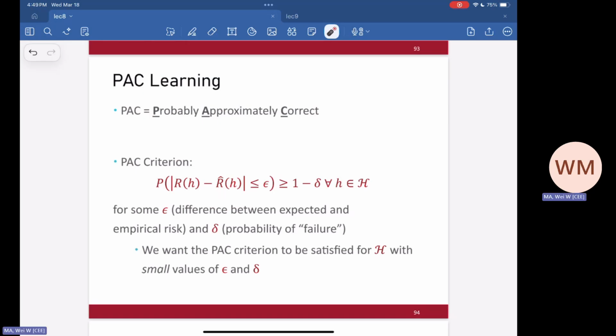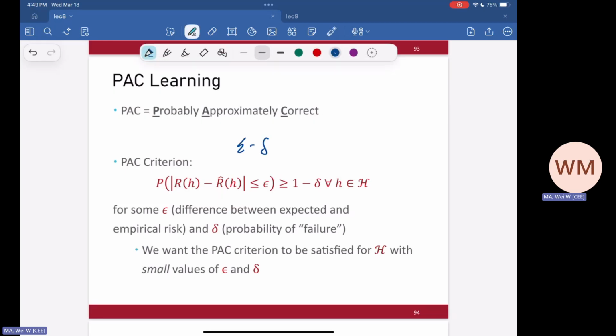Okay, I'm not sure. Have you learned the epsilon-delta language? I guess no. Have you heard about this epsilon-delta language?